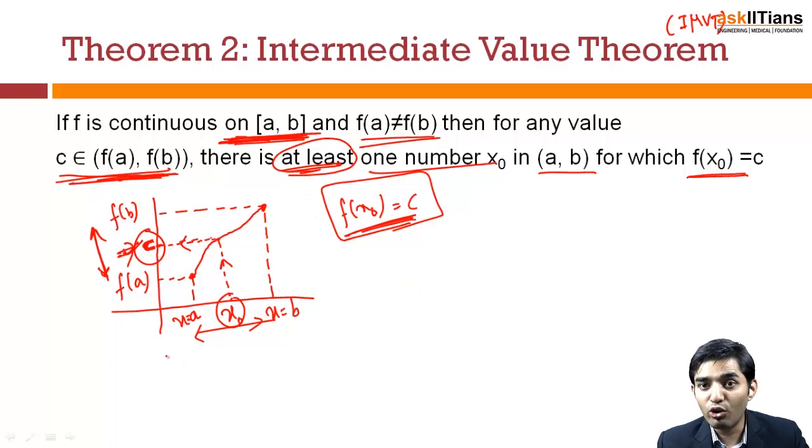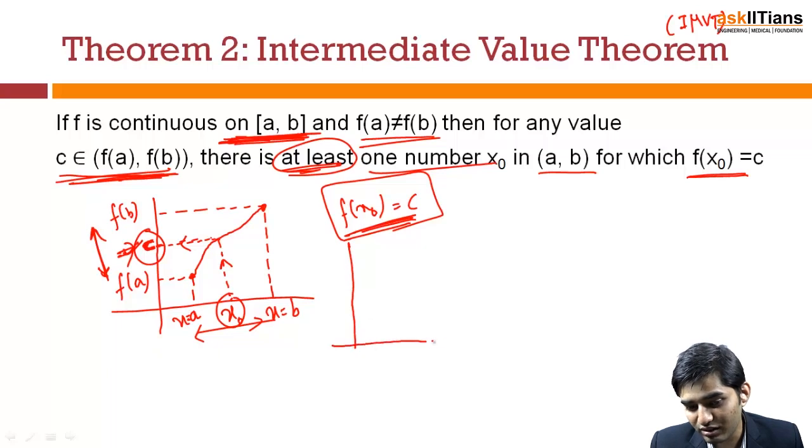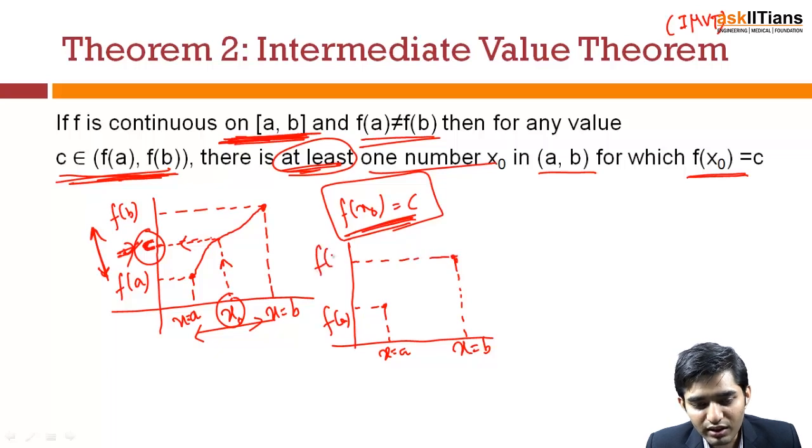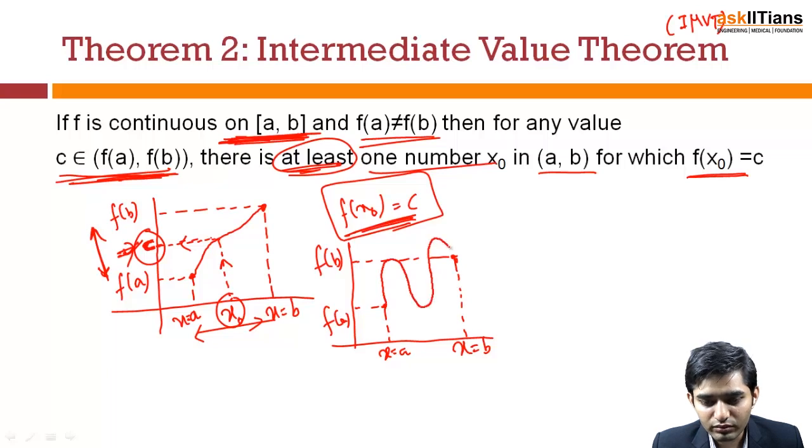Now see why I am saying at least one. That means there can be more than one value of x also. Why am I writing at least one? Because the graph can also be like this. If this is x equal to a, this is x equal to b, suppose, now I have to join this graph in a continuous manner. This is f(a) and this is f(b). So I can join this graph anyhow, but it should be without lifting the pen. So I can join this graph like this also. This is also a continuous graph, right?